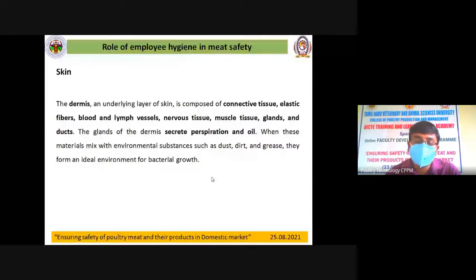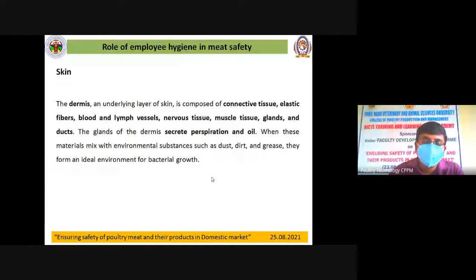When these materials mix with environmental contaminants, that is dust, dirt, and grease, they form an ideal environment for microbial or bacterial growth. So that's why you have to take a bath at least twice a day, early in the morning and then in the late evening also.